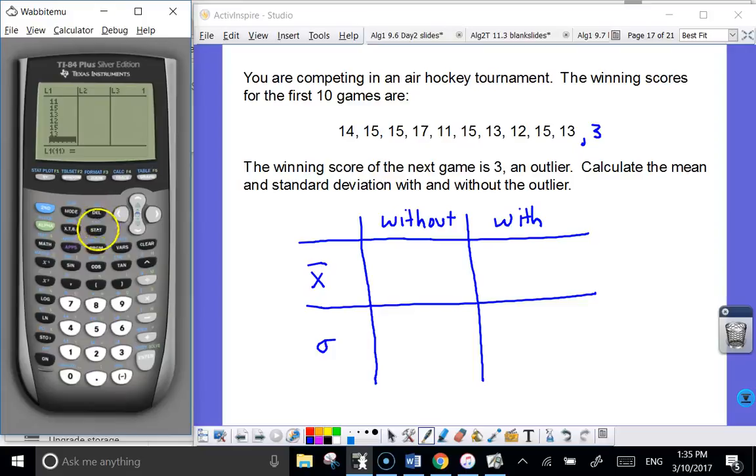So I'm going to calculate: stat, calc, 1, and enter, enter, enter. So it looks like the mean is 14 and the standard deviation is 1.67.